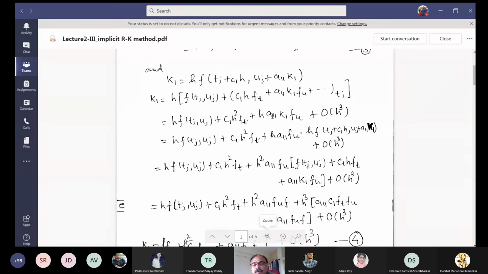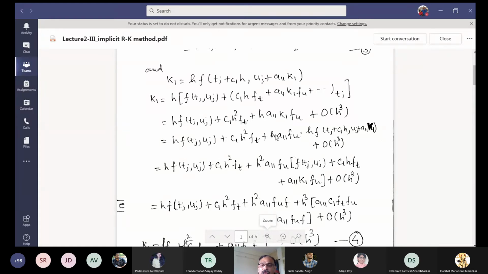So this is the first term, second term, third term is h into a11 k1 fu. So I have written h into a11 fu, and then k1 is written as h into f of tj plus c1h, comma uj plus a11 k1, plus capital order h cube term. So you see the next term. Till now I haven't done anything except writing the value of k1. Now next everything is same. We'll just see the k1 part.